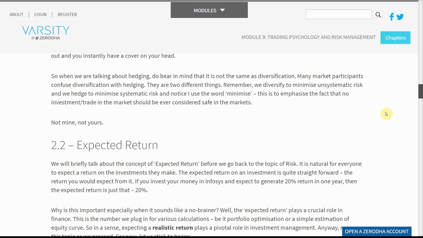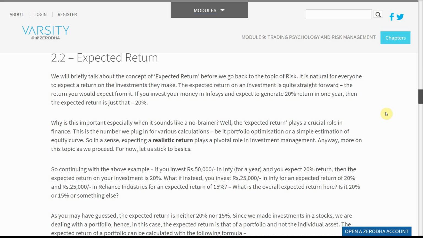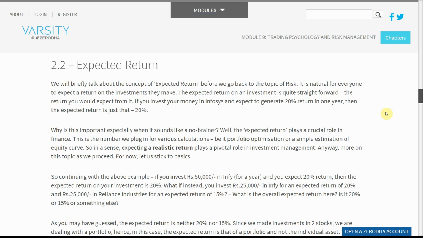2.2 Expected return. We will briefly talk about the concept of expected return before we go back to the topic of risk. It is natural for everyone to expect a return on the investments they make. The expected return on an investment is quite straightforward, the return you would expect from it. If you invest your money in Infosys and expect to generate 20% return in 1 year, then the expected return is just that, 20%. Why is this important, especially when it sounds like a no-brainer?